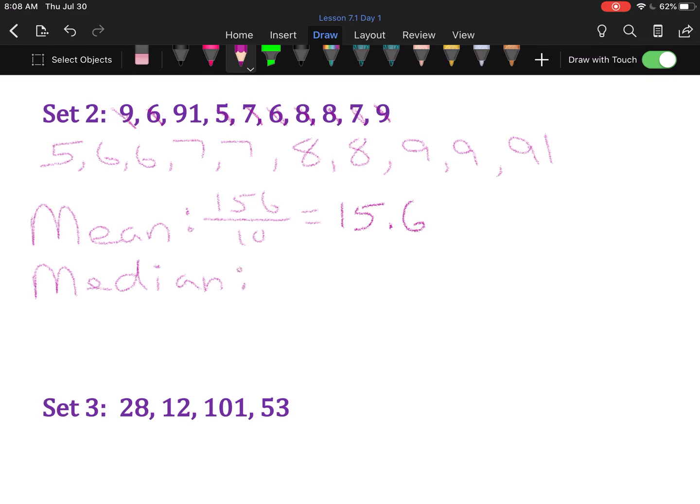Median. So we'll use the same trick I did last time. Underline the bottom and top, bottom and top, bottom and top, bottom and top. And now there are 2 numbers left in the middle. This 7 and 8. I can't underline them both because then there's nothing left. This is a set where there are 2 numbers in the middle because there's an even number of numbers. 10 is even. So to get the median here, all we do is add those 2 numbers up and divide by 2.